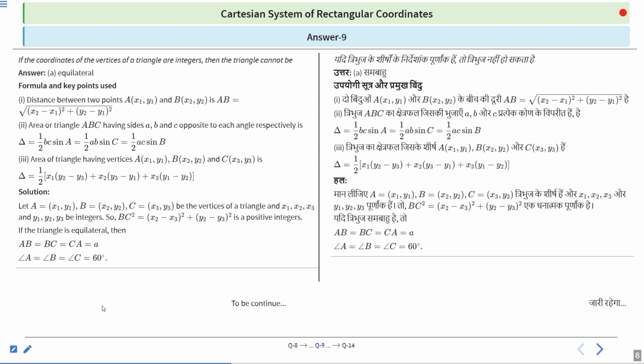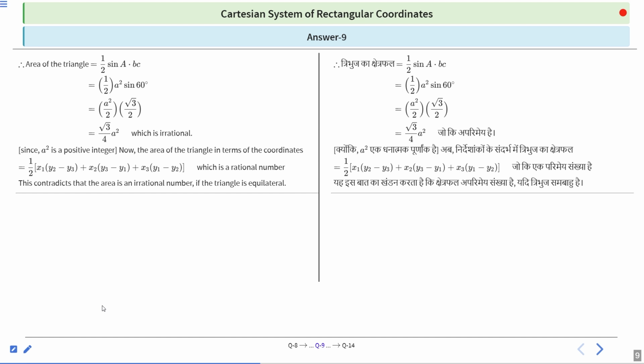Clear? Now, since the area of the triangle is equal to 1/2 BC sin A, which is 1/2 into a squared sin 60, that is a squared by 2 into root 3 by 2, and it is equal to root 3 by 4 a squared, which is irrational.